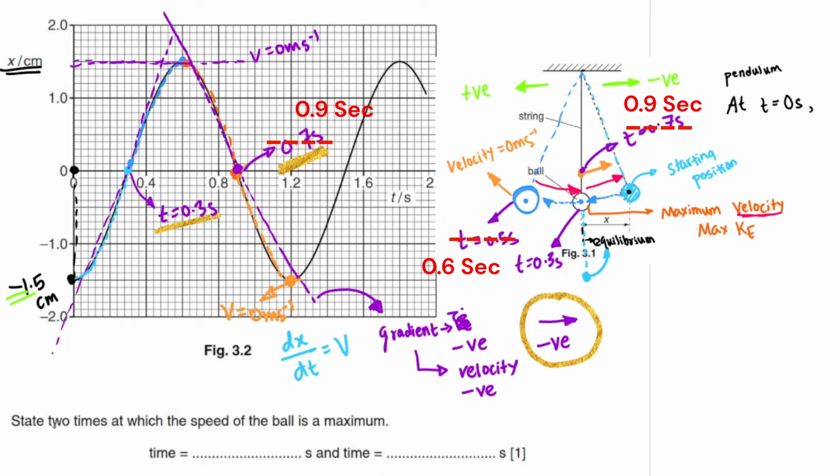Now in the question, we are asked to state 2 times at which the speed of the ball is maximum. We already understood the points at which the speed of the ball is maximum. So we can say that the speed of the ball is maximum at, oh, I made a mistake. I said that this was 0.7 seconds. This is 0.9 seconds. My mistake. Okay, let's come back to the question. State 2 times at which the speed of the ball is maximum. Well, we understood that the speed of the ball is maximum at time 0.3 seconds and 0.9 seconds.